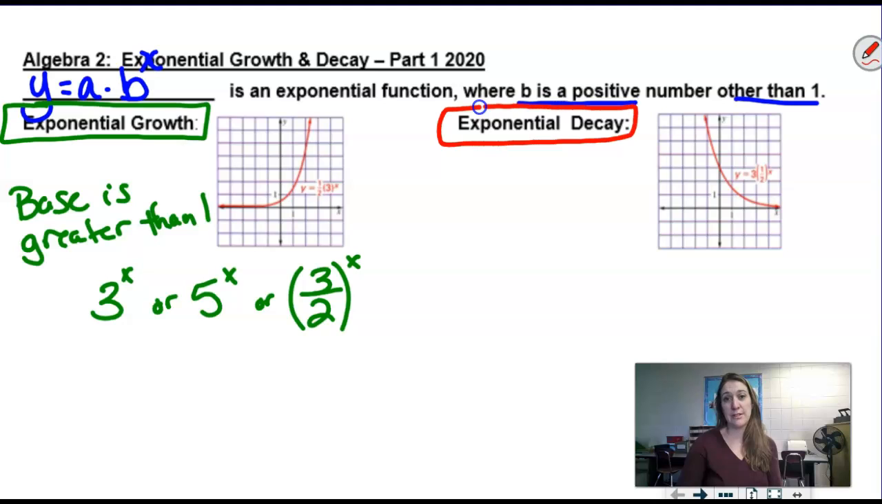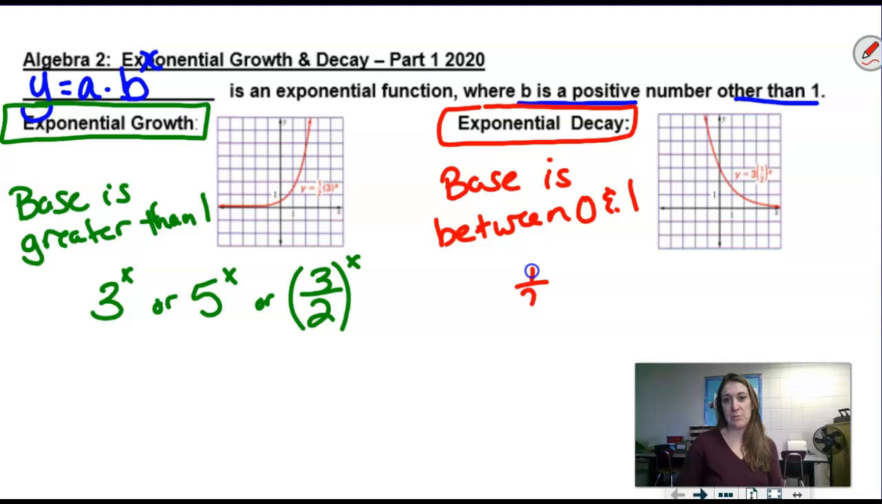So what about exponential decay? Well, again, the picture is kind of telling. In most cases, you could see it decaying off as you approach infinity for the right behavior. But the idea for the equation is that your base is between 0 and 1. Now remember, it can't be 0 and it can't be 1, but it's between 0 and 1.